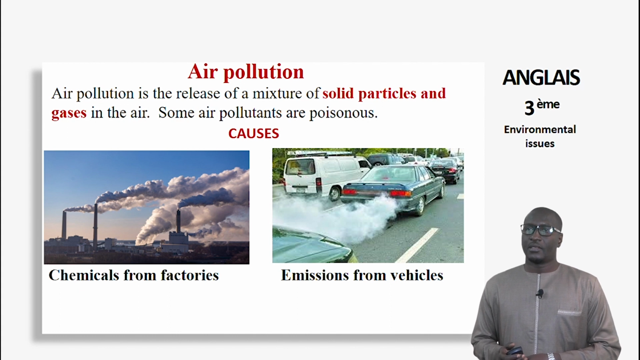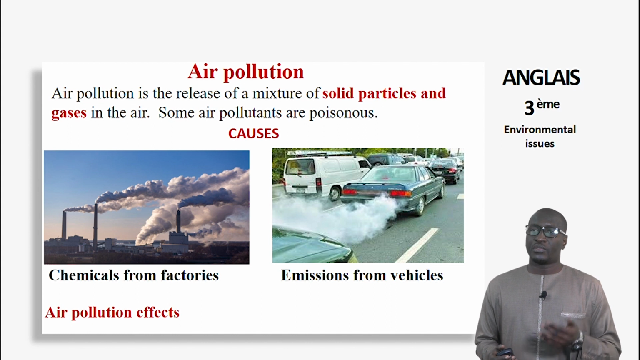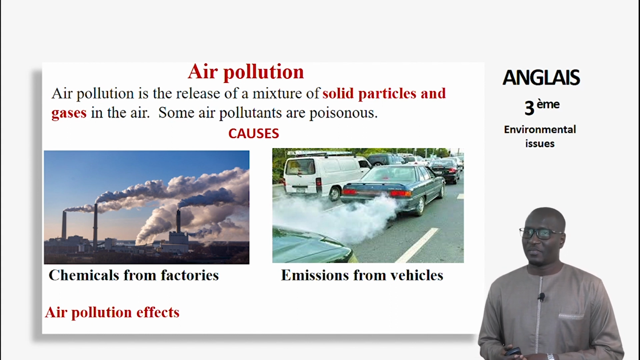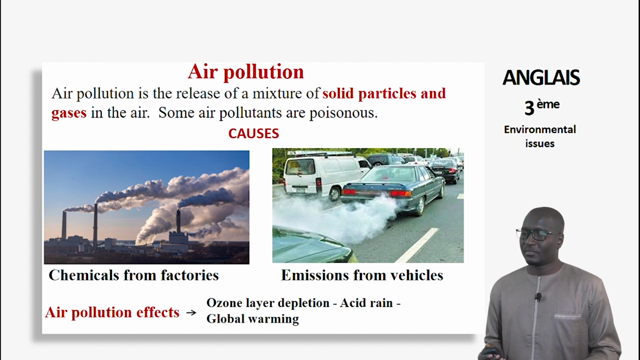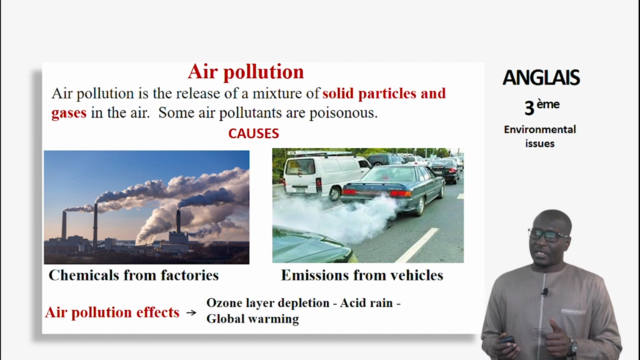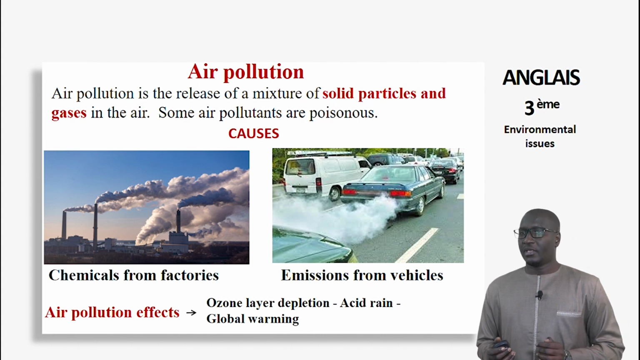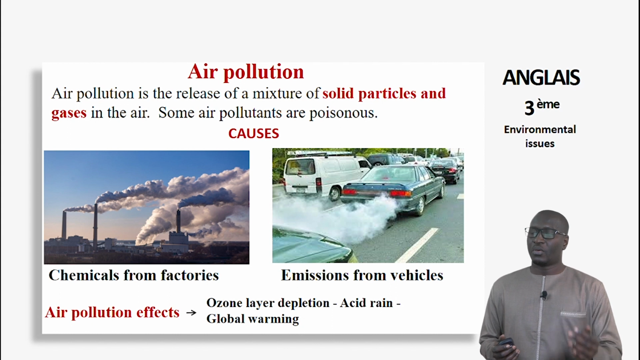Excellent. So now we're going to talk about the consequences of air pollution on the environment. Do you know what the consequences are? Yes, Aminata? Very good. Air pollution can cause the ozone layer depletion. What does it mean? Yes, Jean? Excellent. Ozone layer depletion means the destruction of the ozone layer, okay? It can also cause acid rain and global warming.